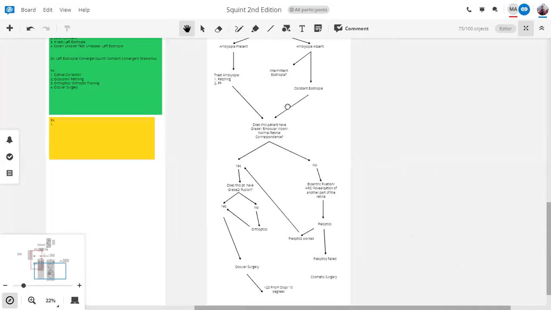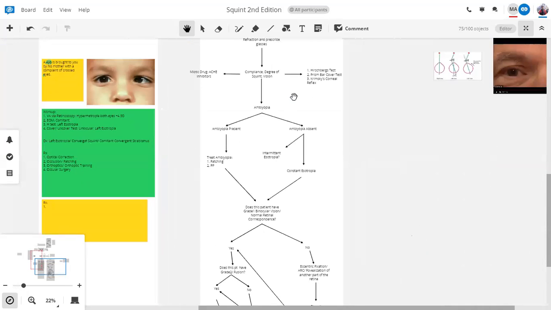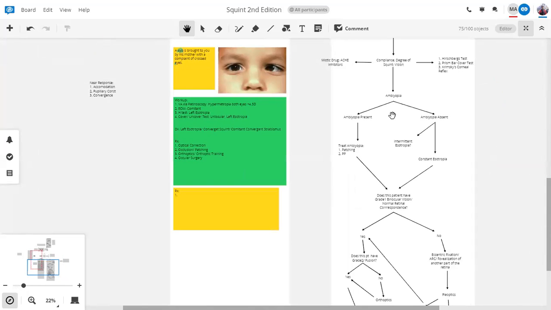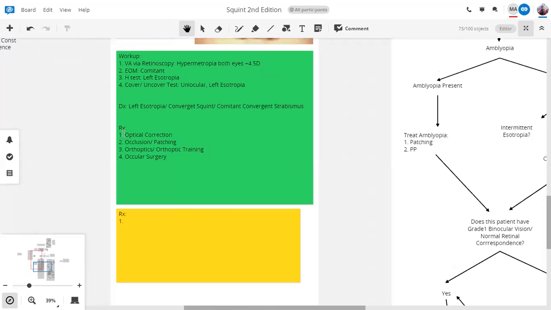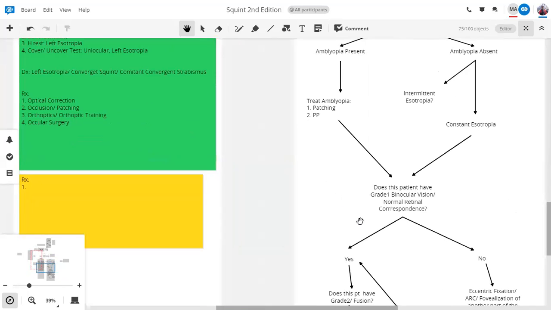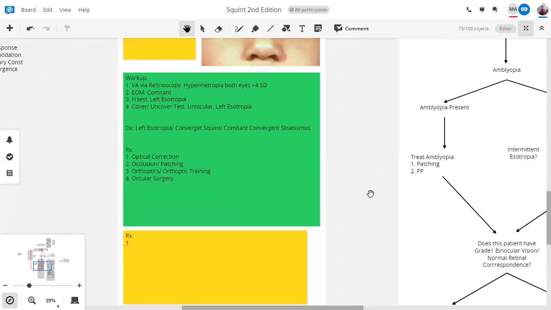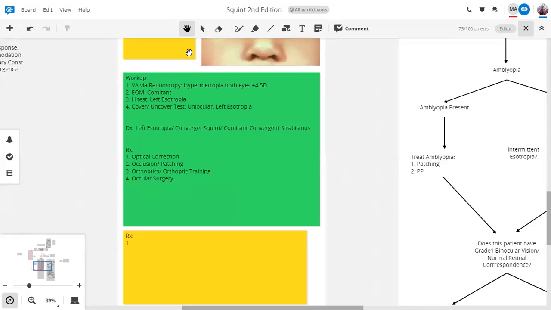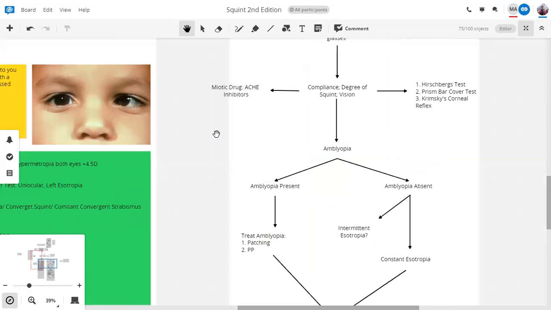So this was a brief overview. It is a little long, but it highlights the important concepts and includes all four key principles of management. Again, in examination you won't have time to go over this discussion, and the examiner will never expect it from you in a viva. They only want you to tell these things: optical correction, occlusion, orthoptics, ocular surgery. But you will only remember these.